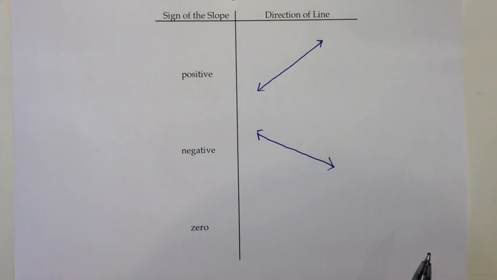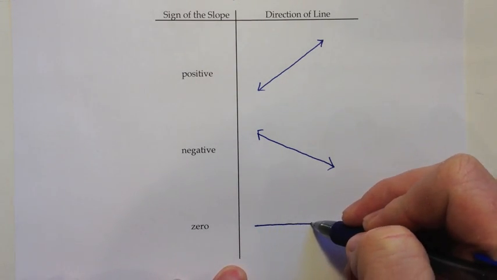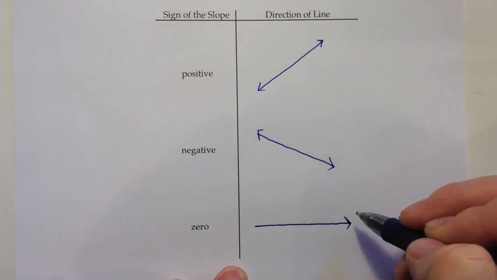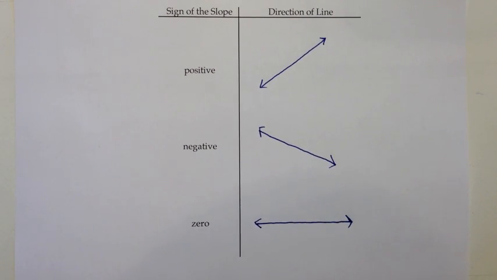And then finally, if the sign of the slope is 0, then you're going to have a horizontal line, not going upward or downward, but just flat, straight across. Now the one thing that you might think of as missing from this chart would be an undefined slope and a vertical line, which we would talk about in algebra.